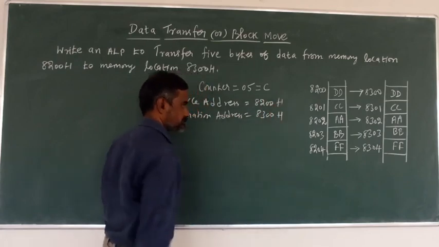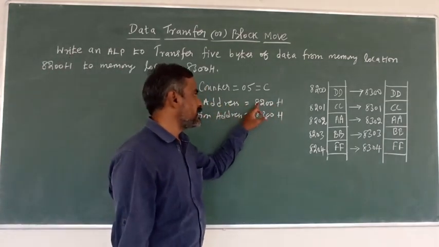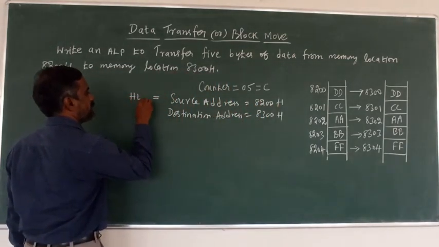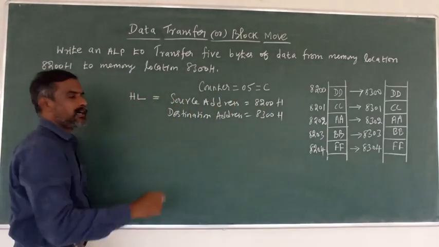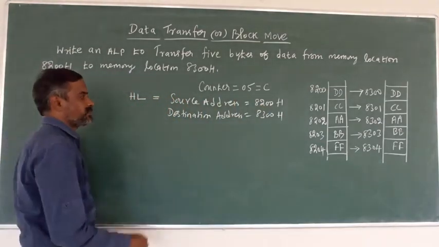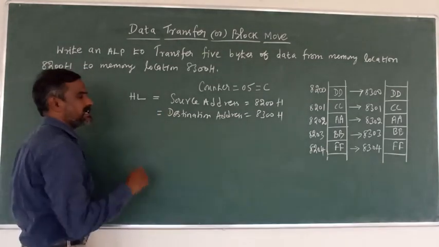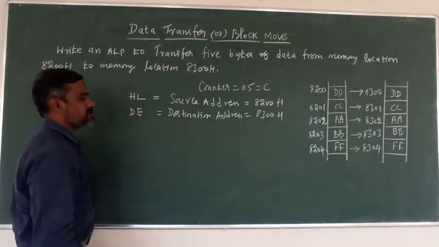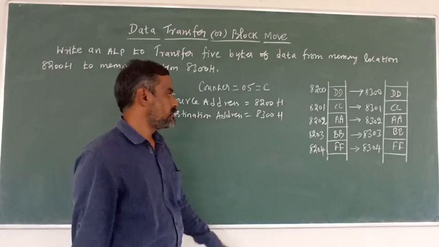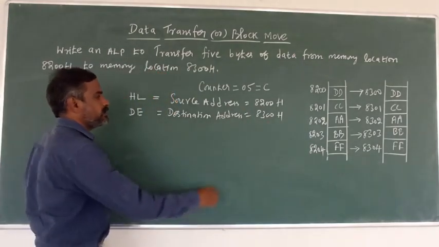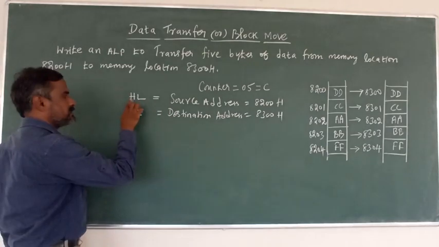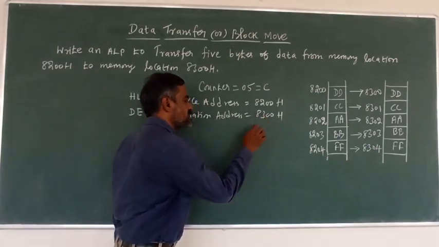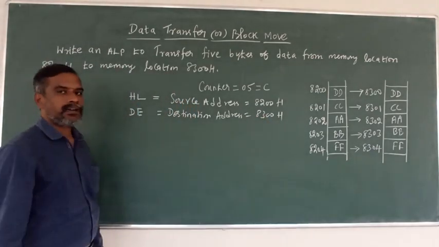First, initialize the source address 8200 in the HL register pair, and initialize the destination address in the DE register pair. Now the 8200 address is in the HL register pair and the destination address 8300 is in the DE register pair.